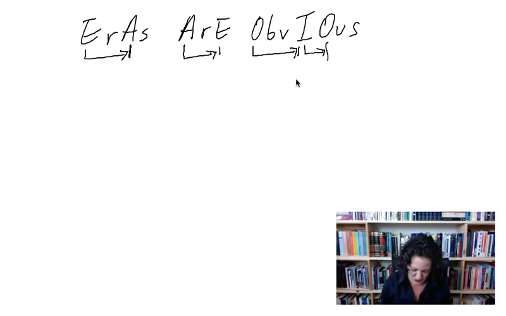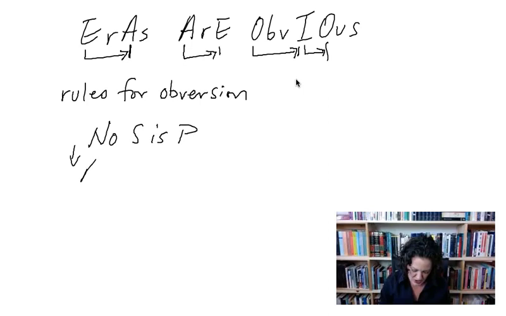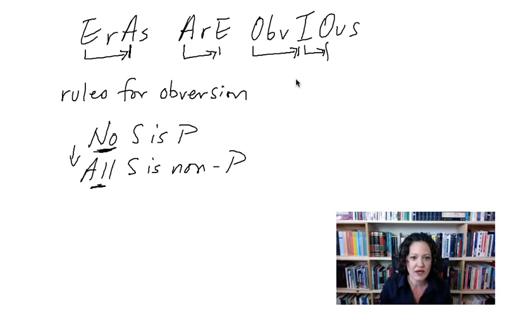This is the rules for obversion. We're going to obvert the statement, okay? So it looks like this. No S is P is going to change to all S is non-P. So we keep the universal, but now it's a negative changing to an affirmative. The P is now non-P.